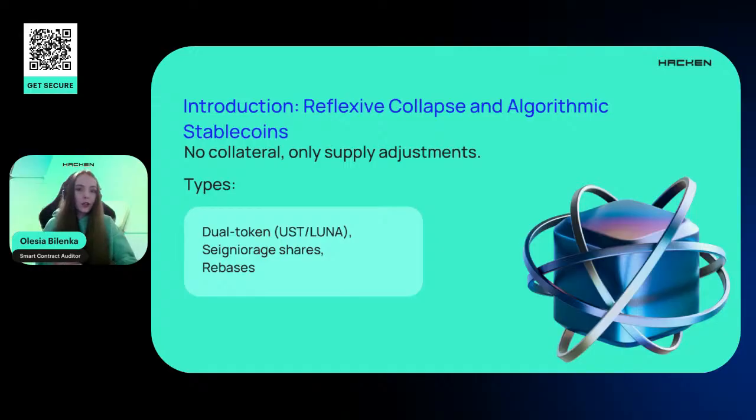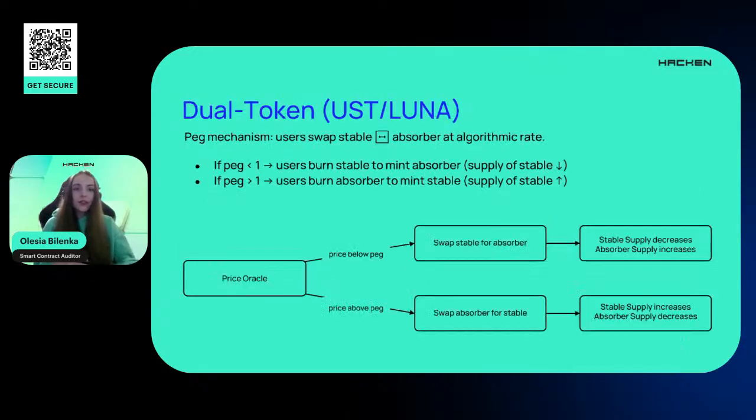We will go through each of them, and we will see how this reflexive collapse pattern may break each of them. So let's start with the dual token. We will cover the UST Luna case. The system kept balance through swaps between both tokens, UST and Luna.